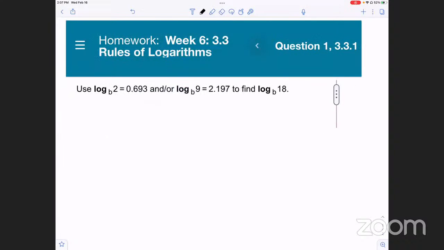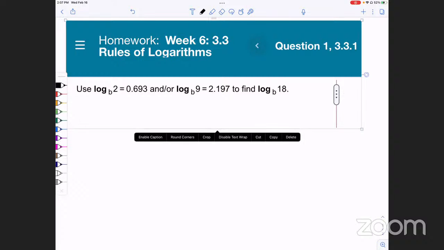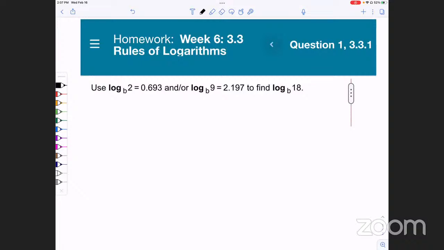So we have the question ID along with the full question. Okay. So this showcases the product rule. For instance, it asks us to find the log base b of 18, right? So let's start there. We have log base b of 18. The 18 is 9 times 2. So this is the same as log base b of 2 times 9. So the log of the product.